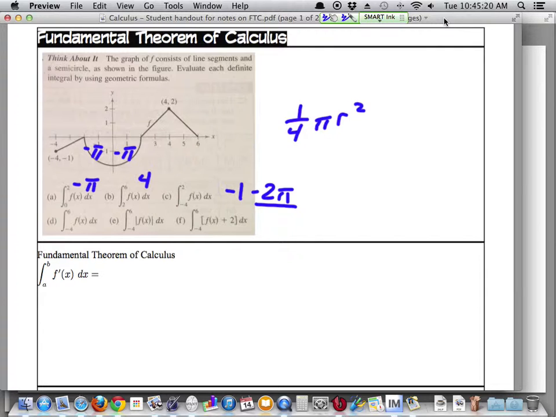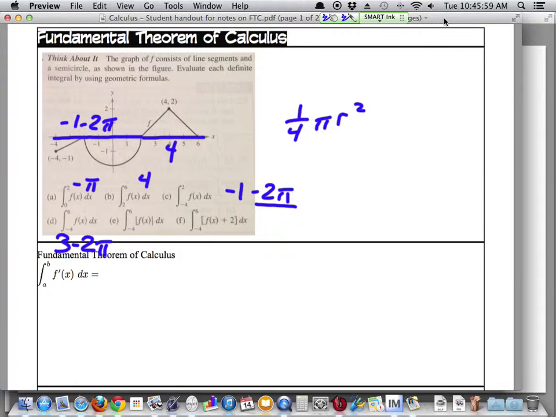All right, go to part D. Part D is the integral from negative 4 to 6. This one should be pretty easy because you've already found everything you need. What'd you say? 3 minus 2 pi. How'd you come up with that? From there to there was negative 1 minus 2 pi, and from there to there was 4, and putting those two together gives me 3 minus 2 pi.